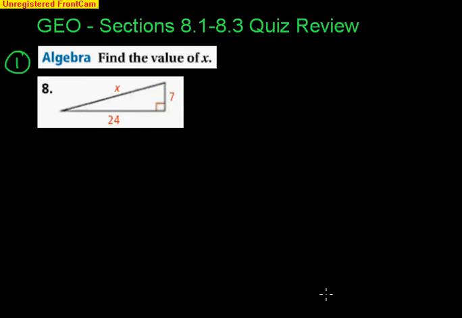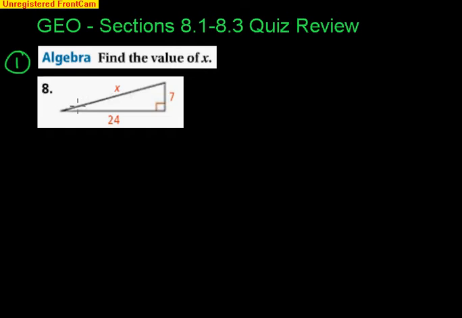Now, you're going to have all kinds of right triangles on this quiz, and the idea is, can you identify how to approach the problem correctly? Alright, so let's start with this first problem. It says, find the value of x, and here's your picture. Now, this is a right triangle, and they gave me two of the three sides.